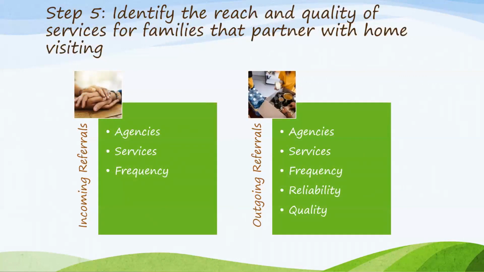As noted, two categories of information are needed to describe referral networks for home visiting programs. The first category is incoming referrals, or referrals made to home visiting programs by an outside organization. In order to describe incoming referrals, it will be important to understand which agencies make referrals to each home visiting program, the services those agencies provide, and the frequency with which they make referrals. The second category is outgoing referrals, or referrals made by home visiting programs to an outside support service on behalf of families in the program.